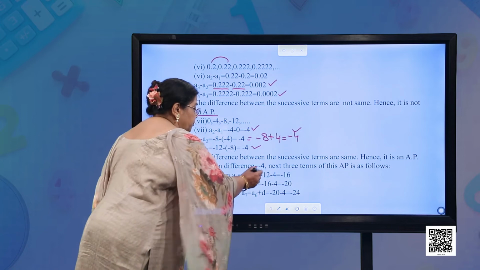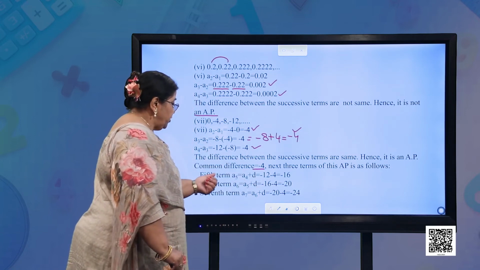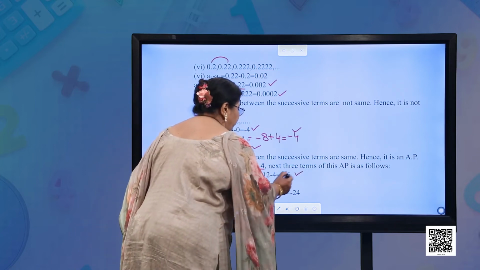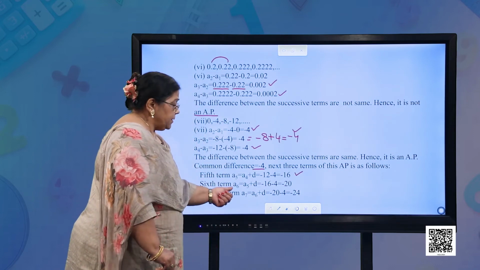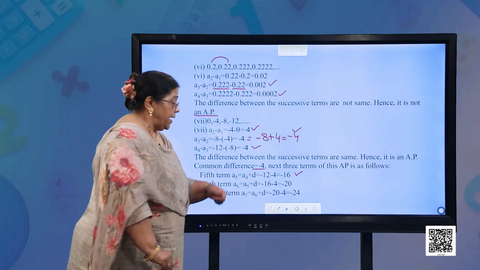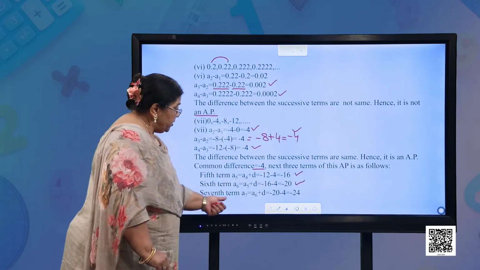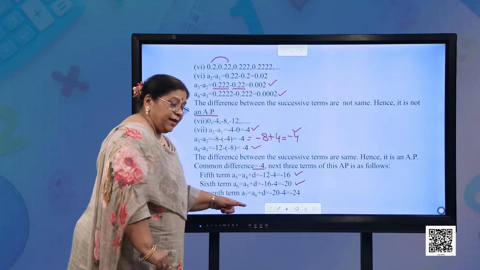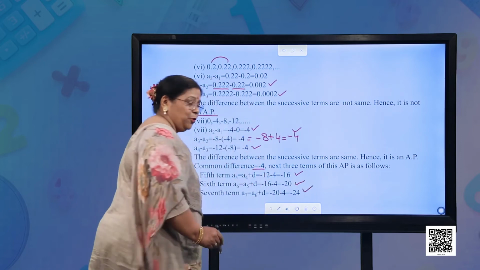Common difference is minus 4, therefore, the next 3 terms of the AP can be written as: fifth term A5 is equal to A4 plus D, that is minus 12 minus 4, which is equal to minus 16. Sixth term A6 is equal to A5 plus D, that is minus 16 minus 4, that is equal to minus 20. And seventh term A7 is equal to A6 plus D, that is equal to minus 20 minus 4, that is equal to minus 24. I hope it is clear.